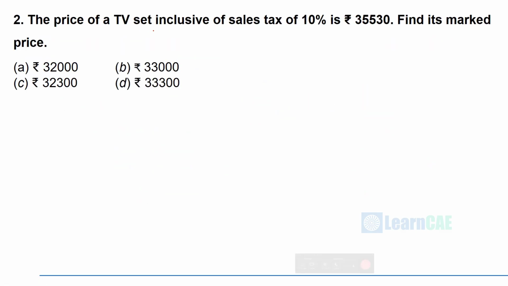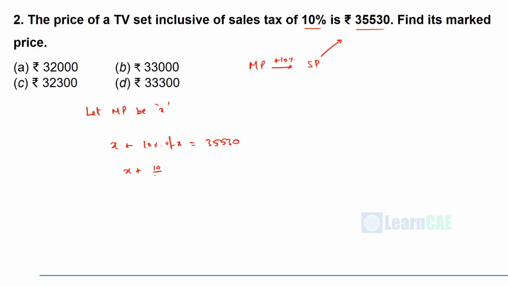Next question. The price of a TV set inclusive of sales tax of 10% is rupees 35,530. Find its marked price. So above this marked price, they add a 10% tax and then sell at selling price. Now they are asking the marked price. The selling price is 35,530. Okay. Let marked price be X. So they are adding a tax of 10%. Therefore, X plus 10% of X is equal to 35,530.